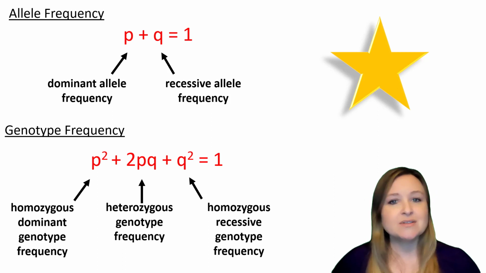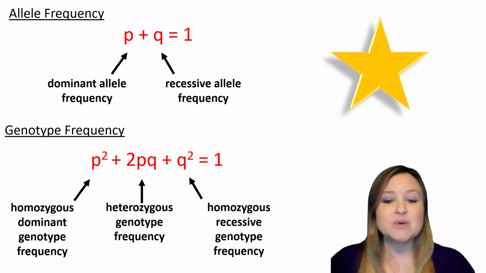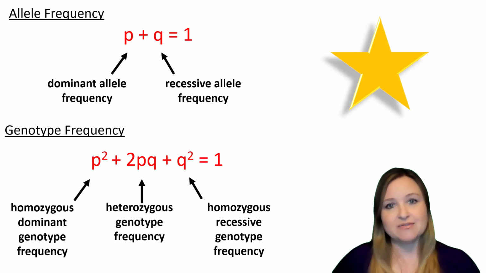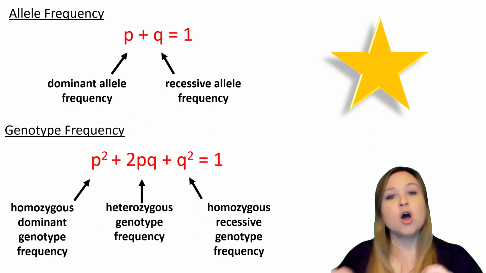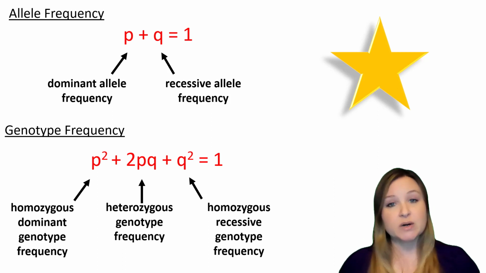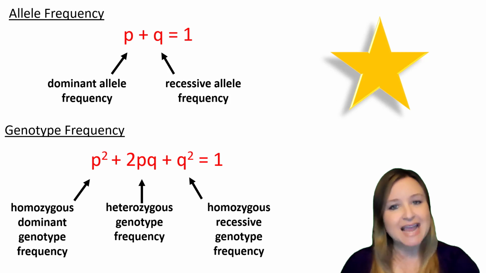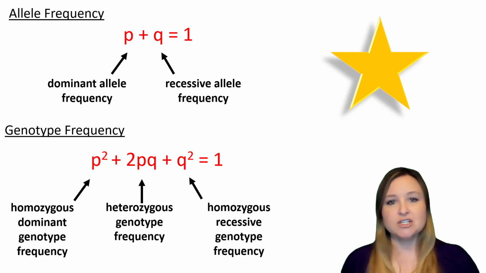We have heterozygotes that have one P allele and one Q allele. So those are the heterozygous genotype frequency. And we have the homozygous recessive genotype frequency. That's going to be Q squared, those are the individuals with two recessive alleles. So P squared plus 2PQ plus Q squared equals 1. When we use this equation, we're talking about the genotypes. That is how the alleles can come together within the population.